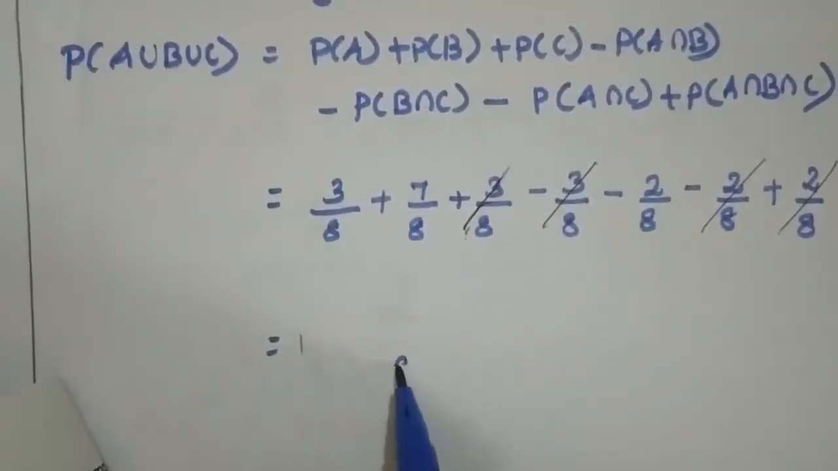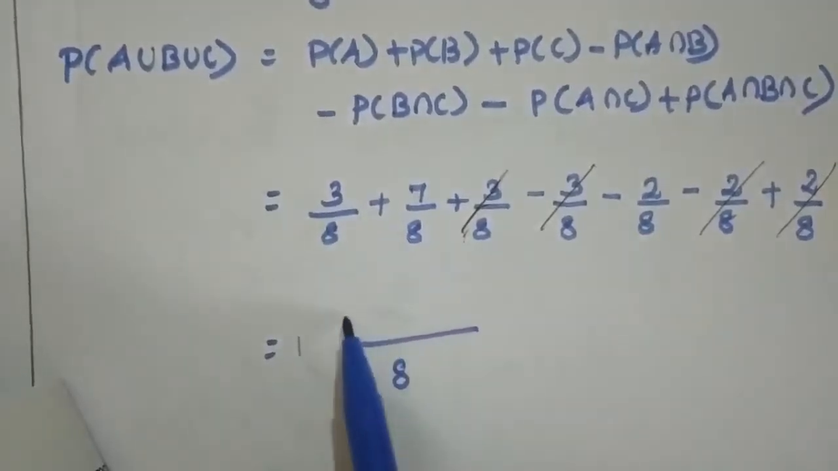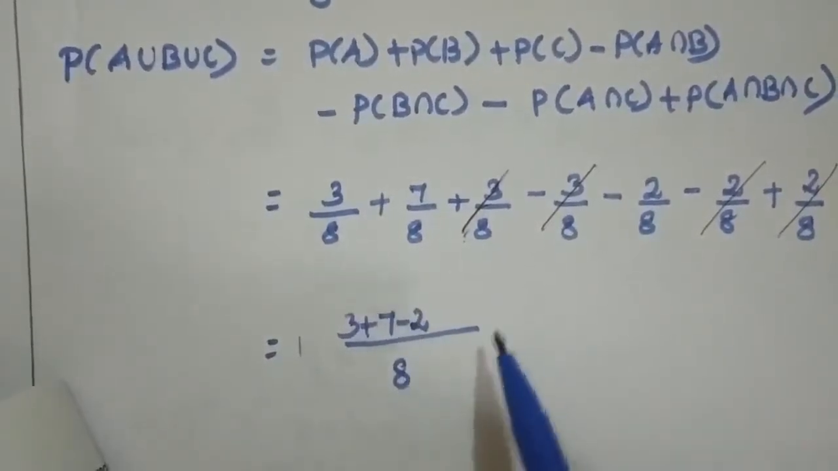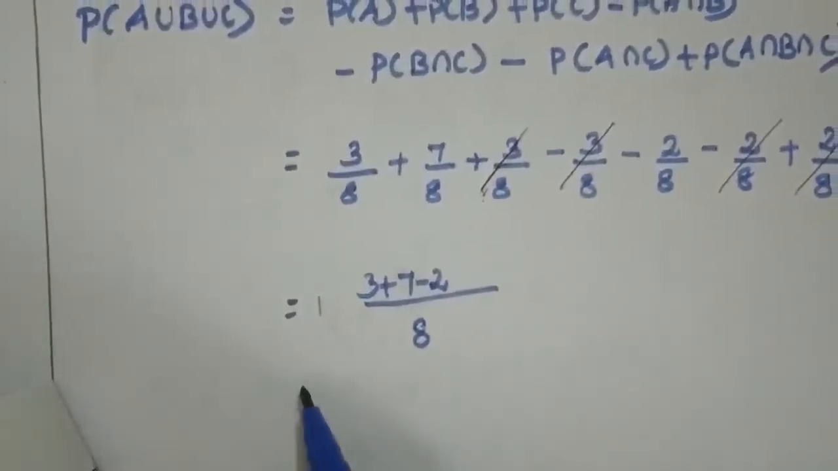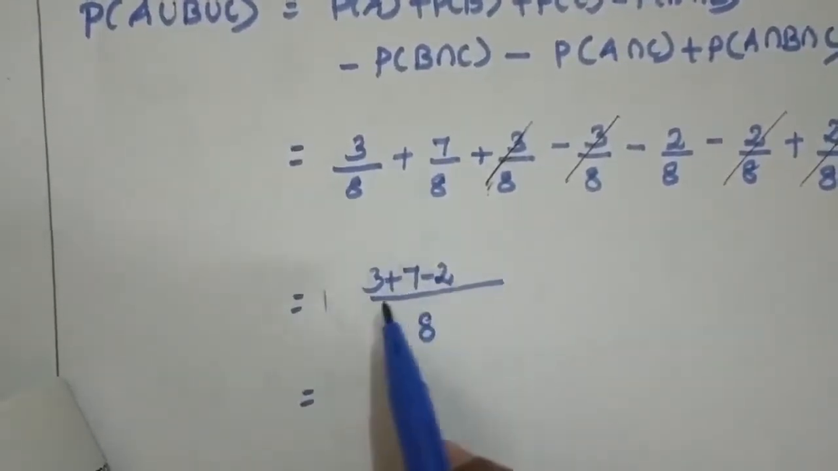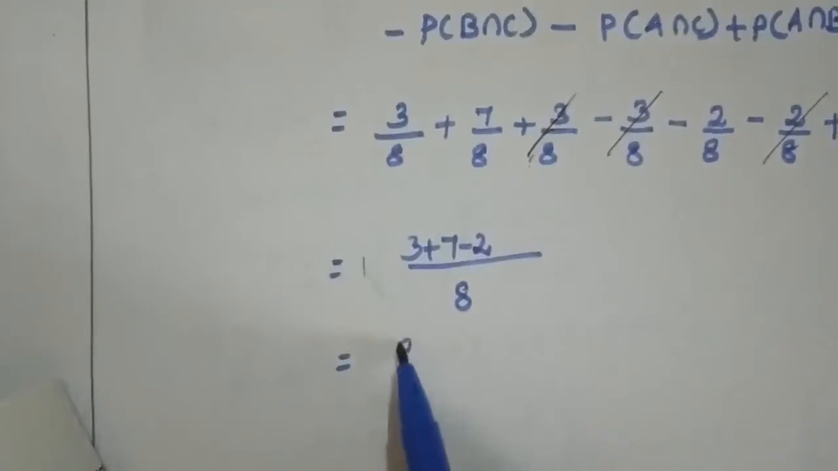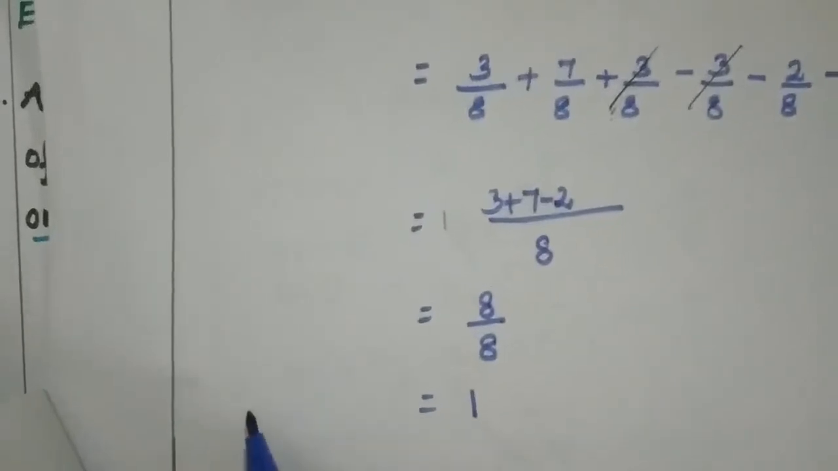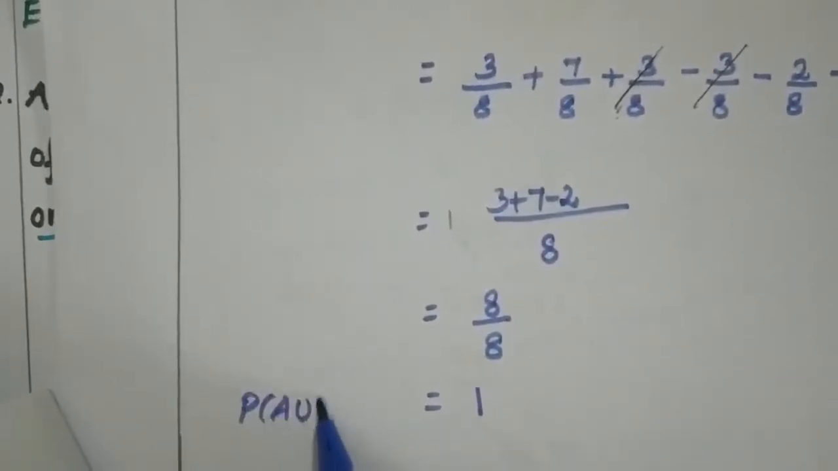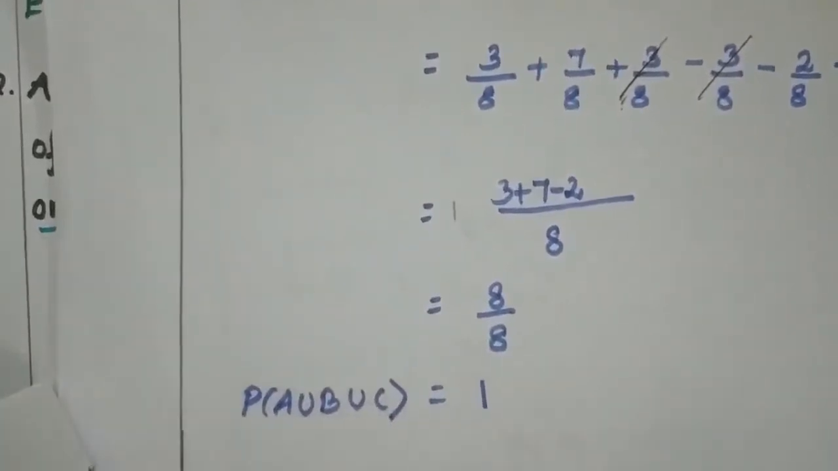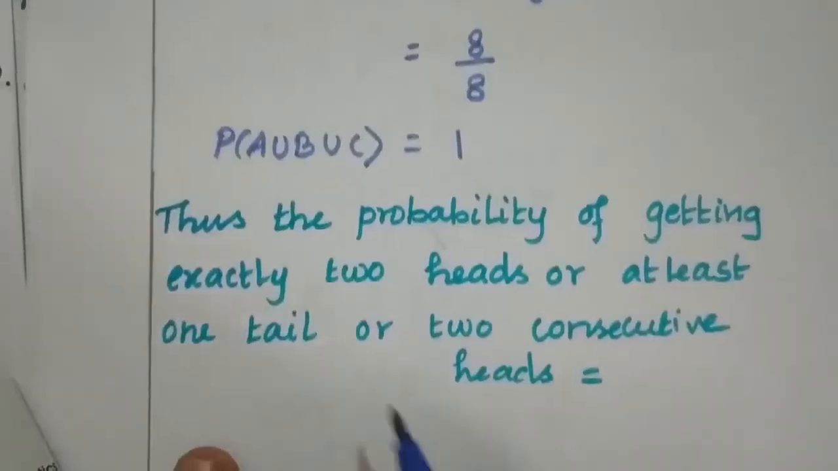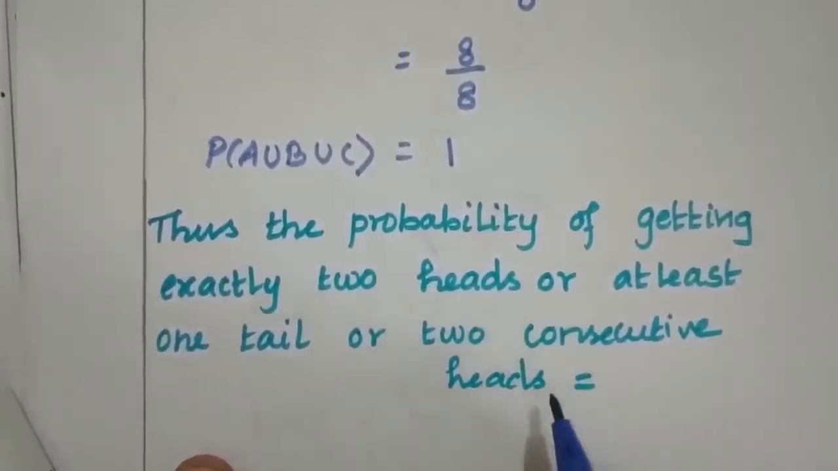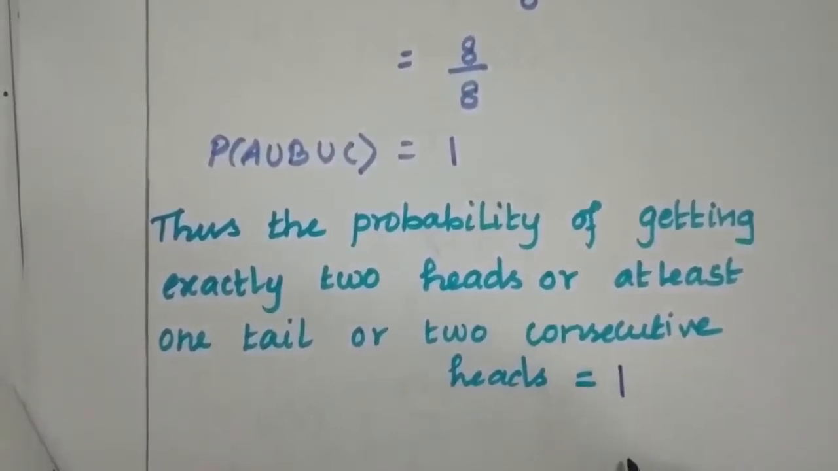Here the denominator is common. Let us write the numerators 3 plus 7, here minus 2, which is equal to, simplify the numerator, 8 by 8 which is equal to 1. P of A union B union C is equal to 1. Thus, the probability of getting exactly 2 heads or at least one tail or 2 consecutive heads is equal to 1. Is it clear, students?